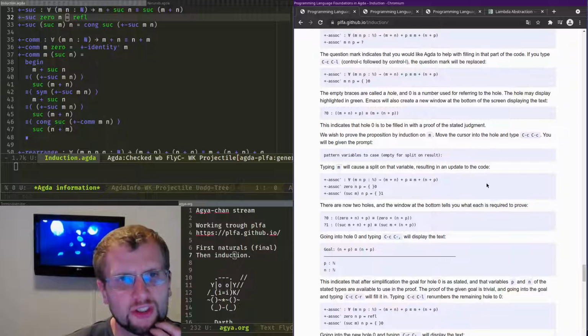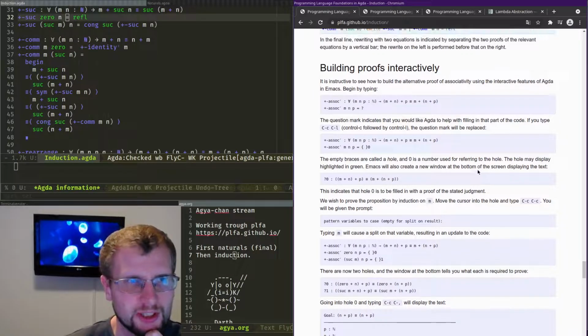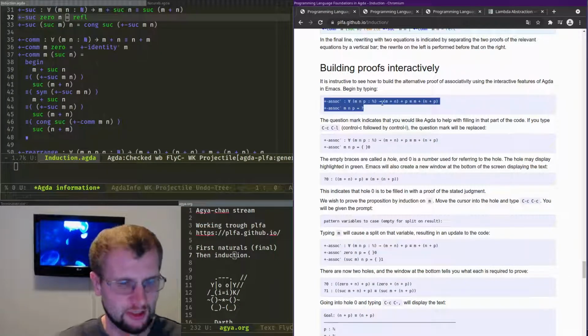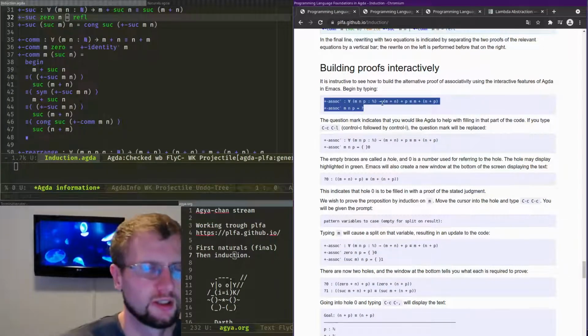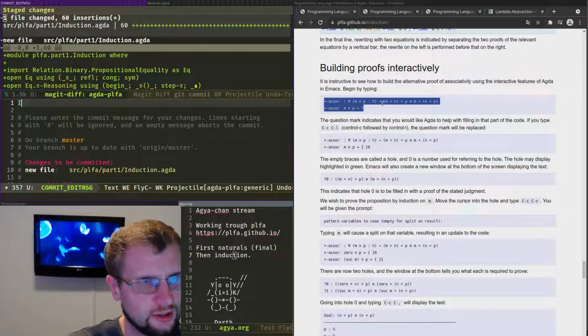Yeah, I don't know about this. Let's skip automation for now. Well, it was kind of fun last time, so maybe we should do it anyway. So, yeah, let's do it anyway. Let's make a commit actually. I don't know what else this is. Induction chapter.